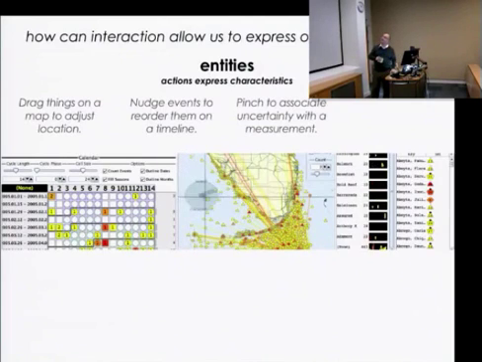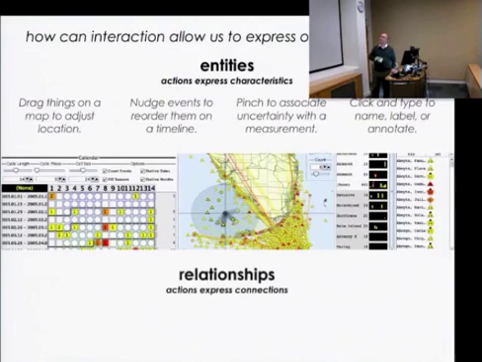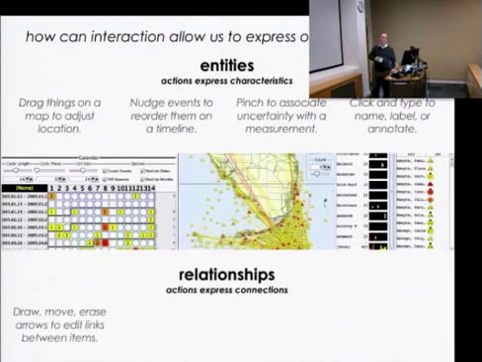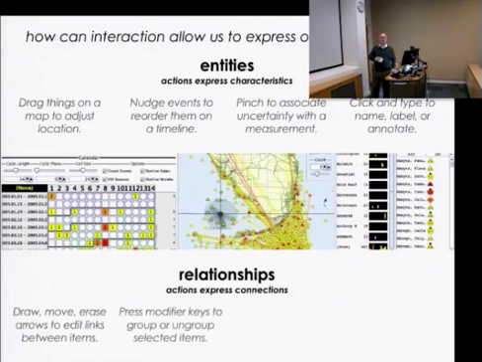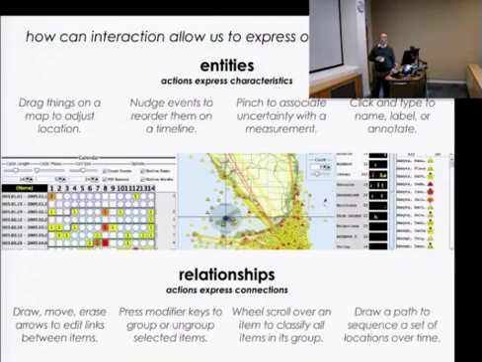You pinch to associate an uncertainty with a measurement, and that uncertainty gets injected into your data as well, and supposedly drawn somehow by people who are trying to figure out how to represent uncertainty, which is a hard thing. You can click and type to name or label or annotate something, of course. But part of this is that we're not just annotating anymore. Suddenly all the data is an annotation. We can express relationships. So draw or move or erase arrows to edit links between items. Press some modifier keys to group things together to say that they're all in the same set. Use the scroll wheel to classify items. Or draw a path to sequence a set of locations over time. For instance, a set of cities that somebody visited.